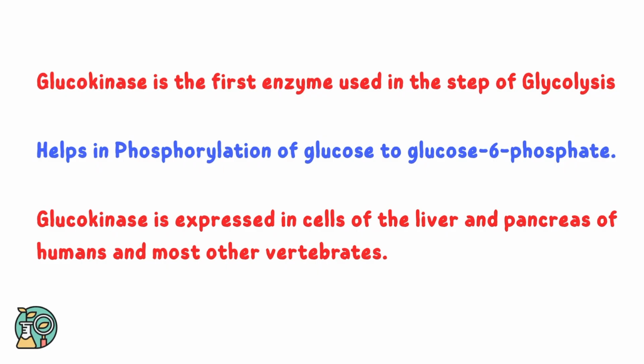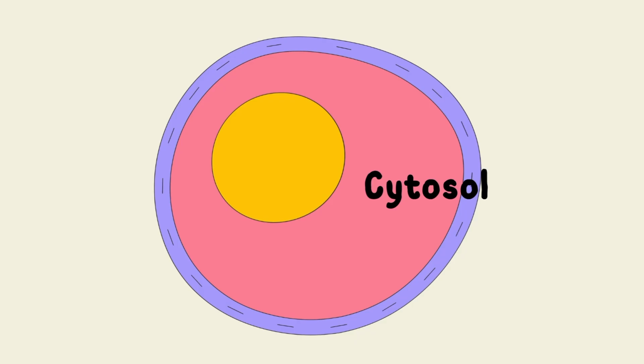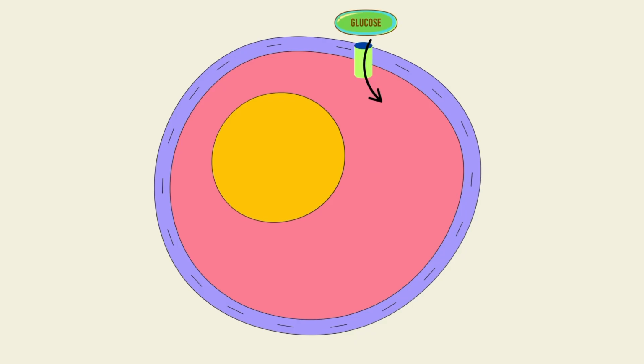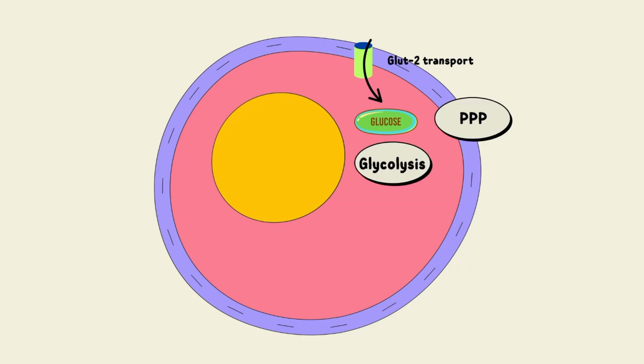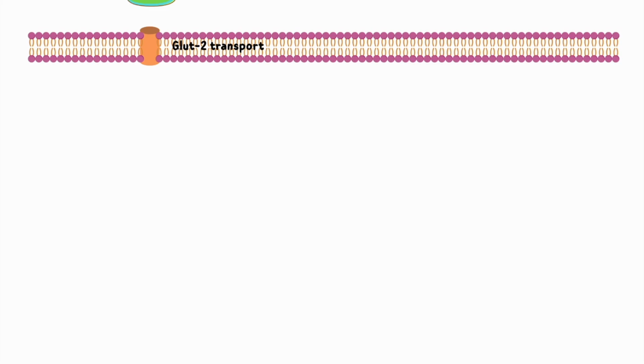Glucokinase is expressed in cells of liver and pancreas of humans and most other vertebrates. In the cytosol of the cell, glucose enters through GLUT2 transport. This glucose is then further metabolized, either by using the pentose phosphate pathway or by glycolysis, to produce energy. So glucose enters through GLUT2 channels and undergoes further metabolism.